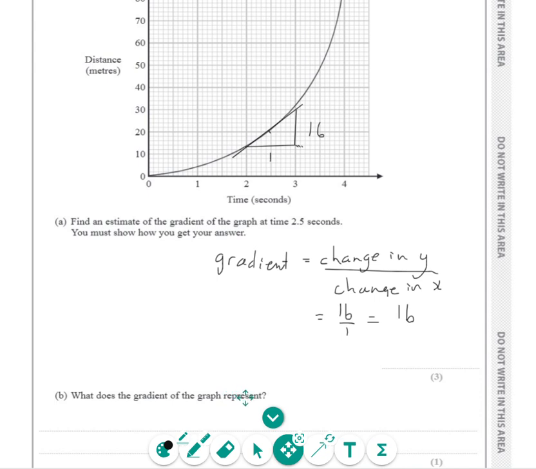What does the gradient of the graph here represent? So the gradient is the change in y, which is going to be the change in the distance, and we're going to divide that by time, so that is going to give us the speed.